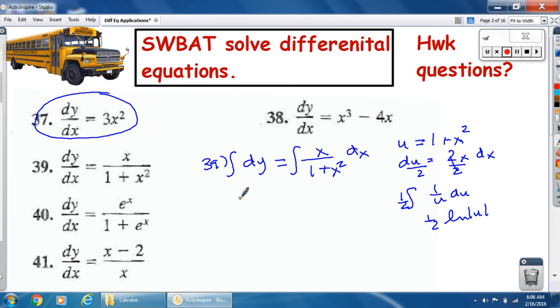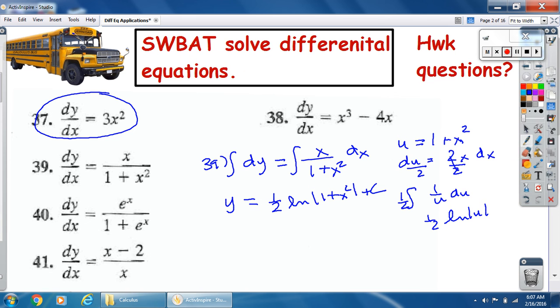And so over here on the left-hand side, when I find the antiderivative of 1, I get y. On the right-hand side, when I make my resubstitution, I will get 1/2 ln absolute value of 1 plus x squared plus c. All right, so that's number 39.